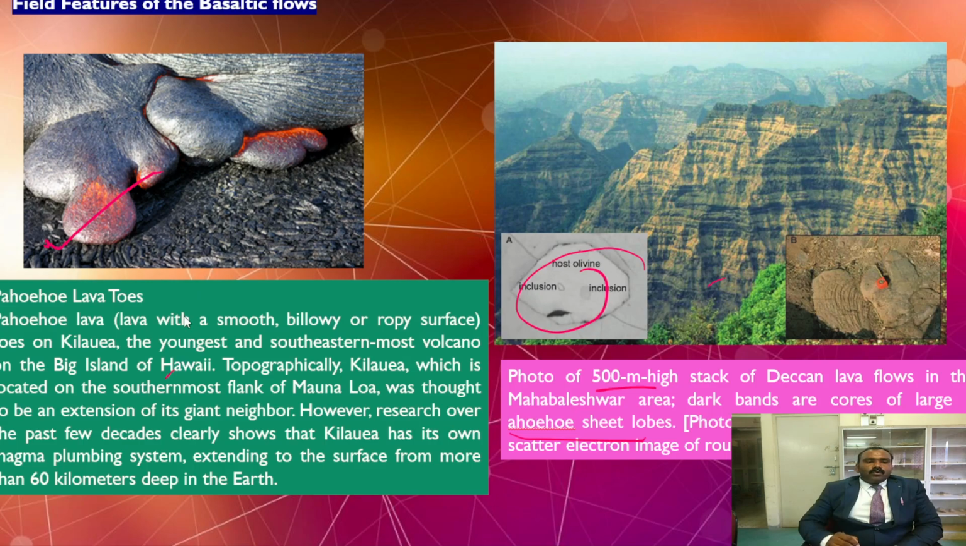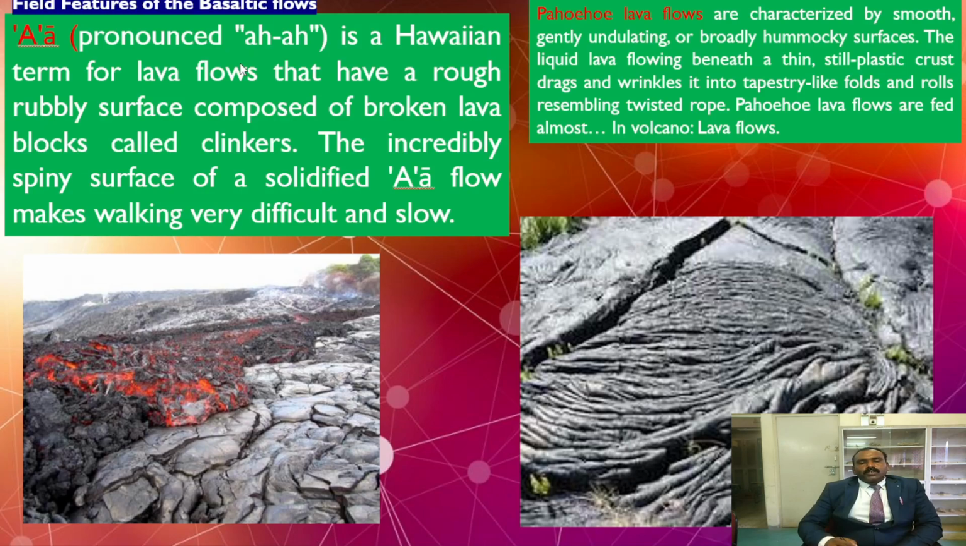What are the coming portions of the field features? What are the other types of lava? That is the AA, which is pronounced as AHA in Hawaiian terms, and which has a different kind of flow, showing a rubbly surface composed of broken lava blocks called clinkers and so on. And Pahoehoe lavas are characterized by smooth, gently undulating or broadly hummocky surfaces, with the liquid lava flowing beneath the still plastic crust and dragging it into wrinkles, like tapestry-like folds, which show the ropey appearance.